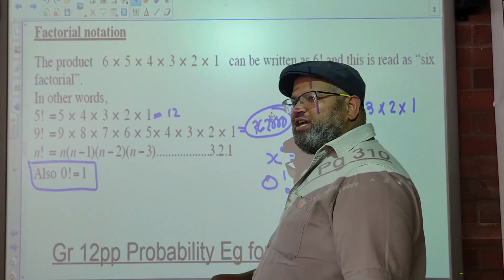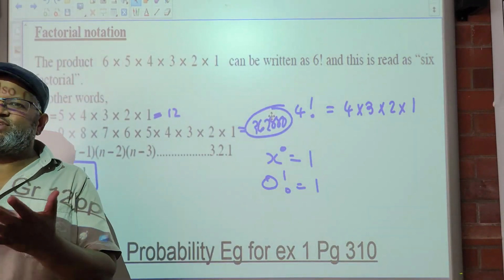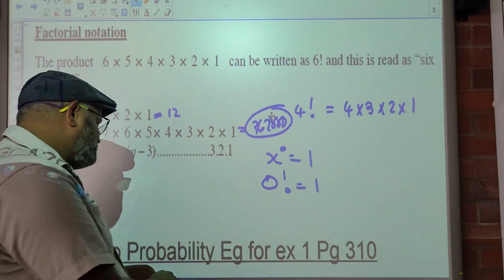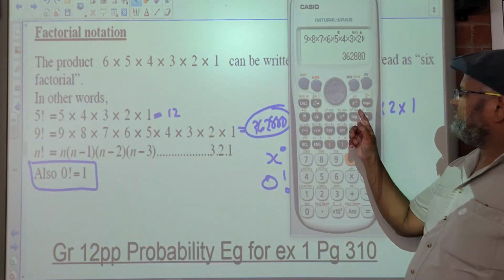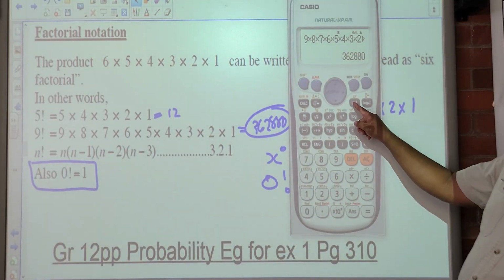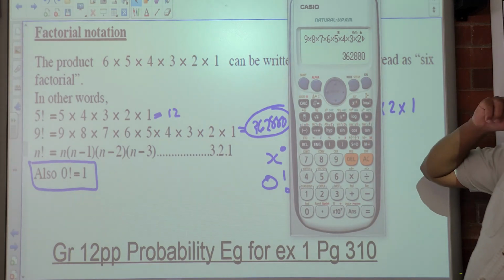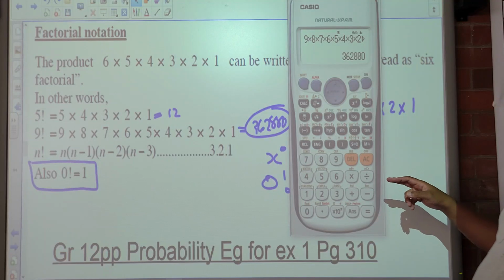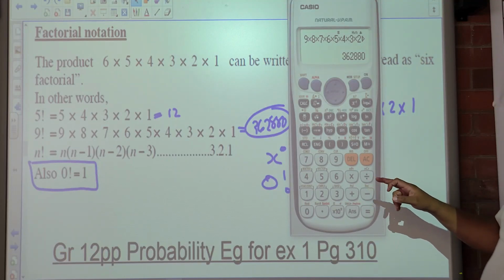But now imagine you're going to get 15 factorial. You're going to go 15 times 14 times and so on. It's not going to make sense. So they came up with a button dealing with that. You'll see it's on top of x to the minus 1. For the first time this week, your calculator gets opened. Nice. And we're on Wednesday already.